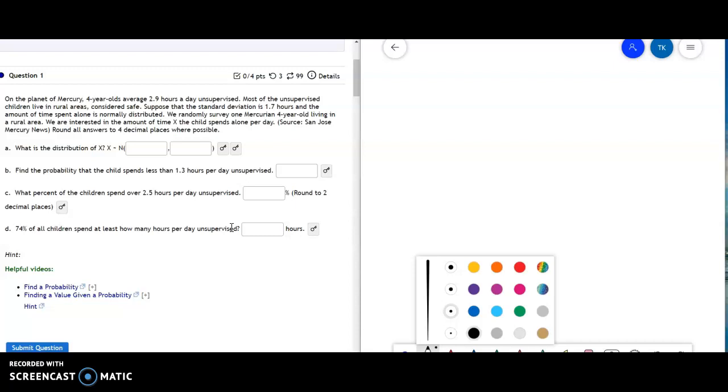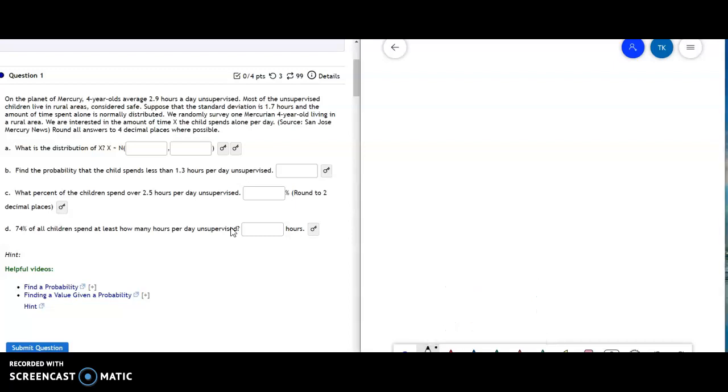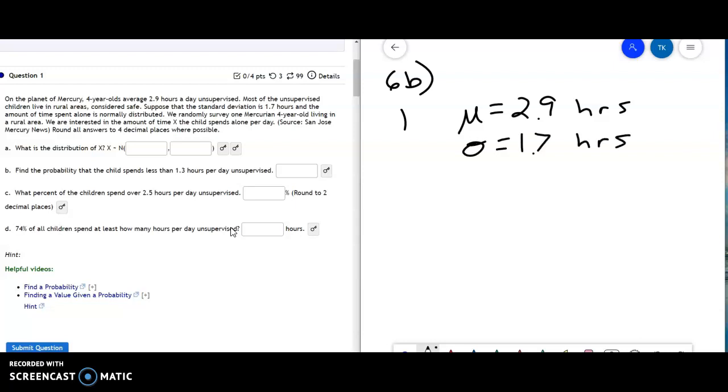But before I get there, this is just question 1, and again, I realize that your question 1 might have slightly different numbers, but it should give you an idea of how to attack the problem. So in 6B, question 1, they tell us that the average is 2.9 hours. And suppose that the standard deviation is 1.7 hours. And we are to assume that this is a normal distribution.